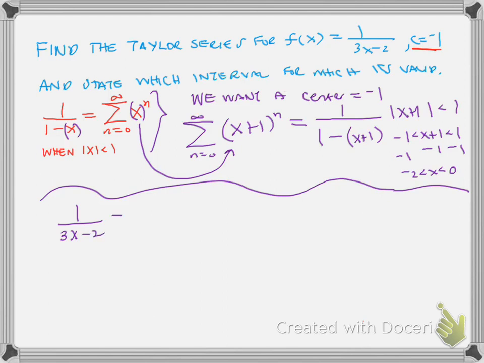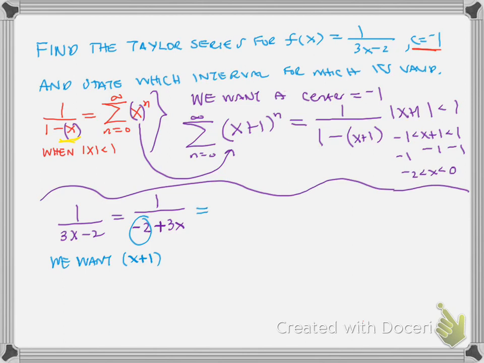Well, first let's rewrite it because we're used to the x being here, right? So let's rewrite this as 1 over, it will be -2 plus 3x, right? And so again, keep in mind our goal: we have to get somewhere in here x plus 1, because that's going to represent our center. Remember, we know that has to be a 1, right?